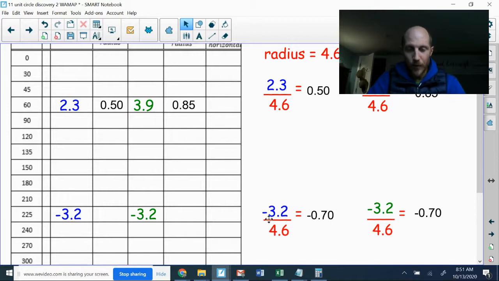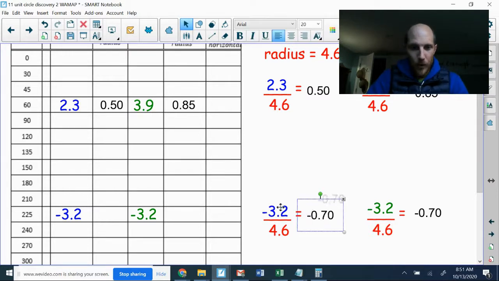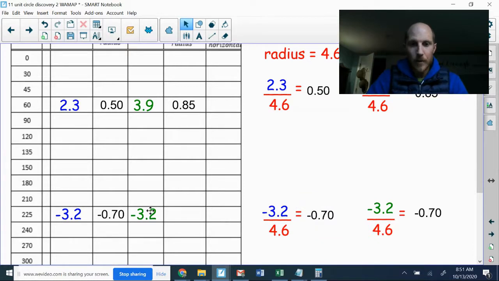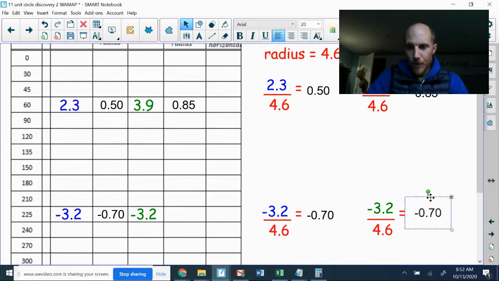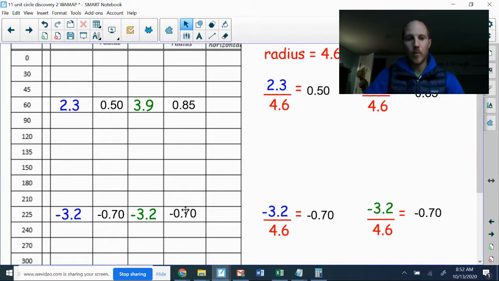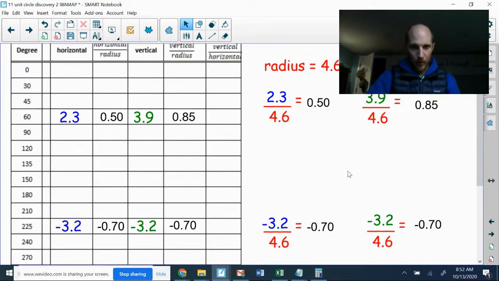Down here at 225, I'm going to take my negative 3.2. That is the blue horizontal measurement. Divide by 4.6. I got negative 0.70, rounding to 2 decimal places. That's going to come right here. And same value here for the vertical divided by radius. You can't see the label anymore.